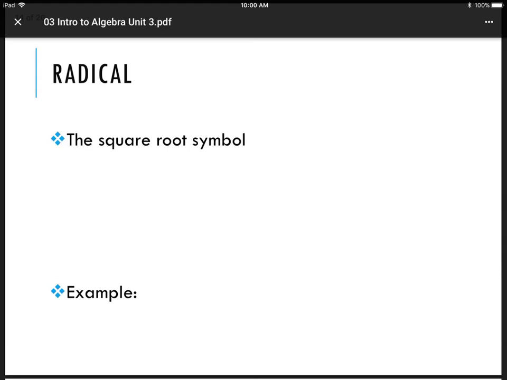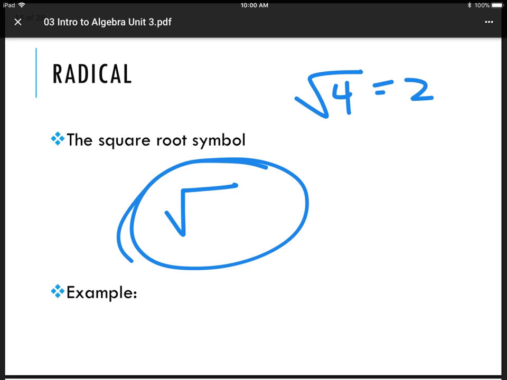Last vocab word for today is radical. That's just the symbol that we use. So if I say I want the square root of 4, which by the way is 2, the sign right here, that symbol, that's called the radical. It's not just a great phrase from the 80s.